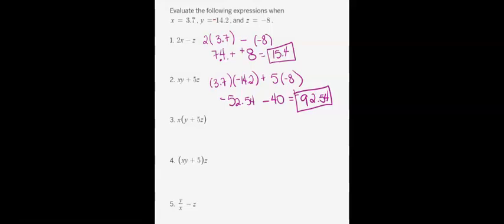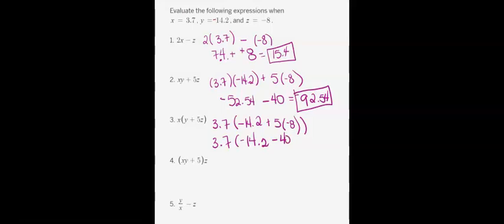On number 3, we're going to have to distribute, but first let's substitute. So we're going to put a 3.7 in place of x, and then in place of y, we've got the negative 14.2 plus 5 times the z, which is negative 8. Now, we can simplify what's in parentheses first, or we can distribute. First, I'm going to simplify what's in parentheses with the first part of this. Negative 14.2 and 5 times negative 8 is negative 40.